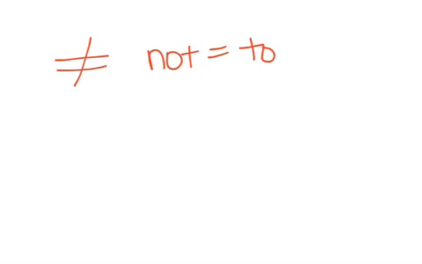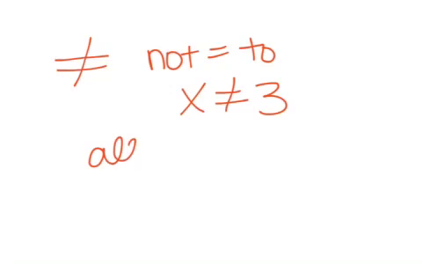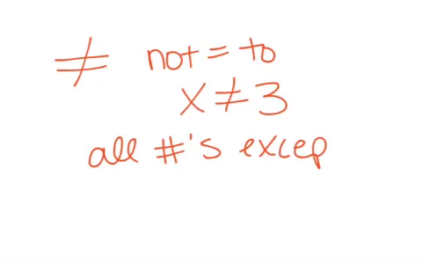And of course, the symbol of that means it's not equal to. X is not equal to 3. And that means it includes everything except 3. Numbers above 3, numbers below 3, all numbers except 3. Numbers above 3, numbers below 3, but definitely not 3.